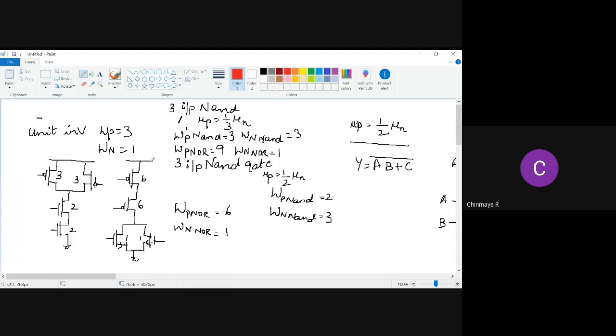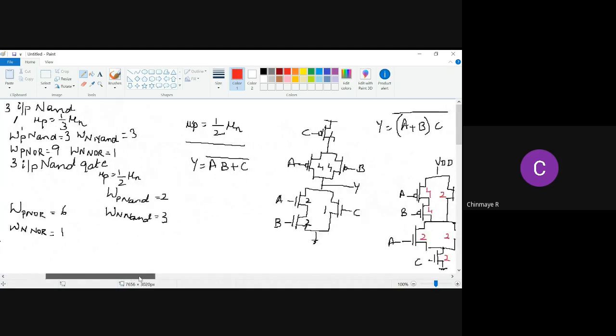Next, similarly, since the unit inverter PMOS width is 3, in order to get a resistance R by 2 and R by 2 here so that the effective resistance is R, you size them as 6 and 6. And the worst case fault time here is when one of these two transistors is on. Therefore, in order to get a resistance R, you size them 1 and 1. Similarly, we did it for a 3-input NAND gate, 3-input NOR gate, right? For mu p is equal to half mu n and mu p is equal to 1/3 mu n.